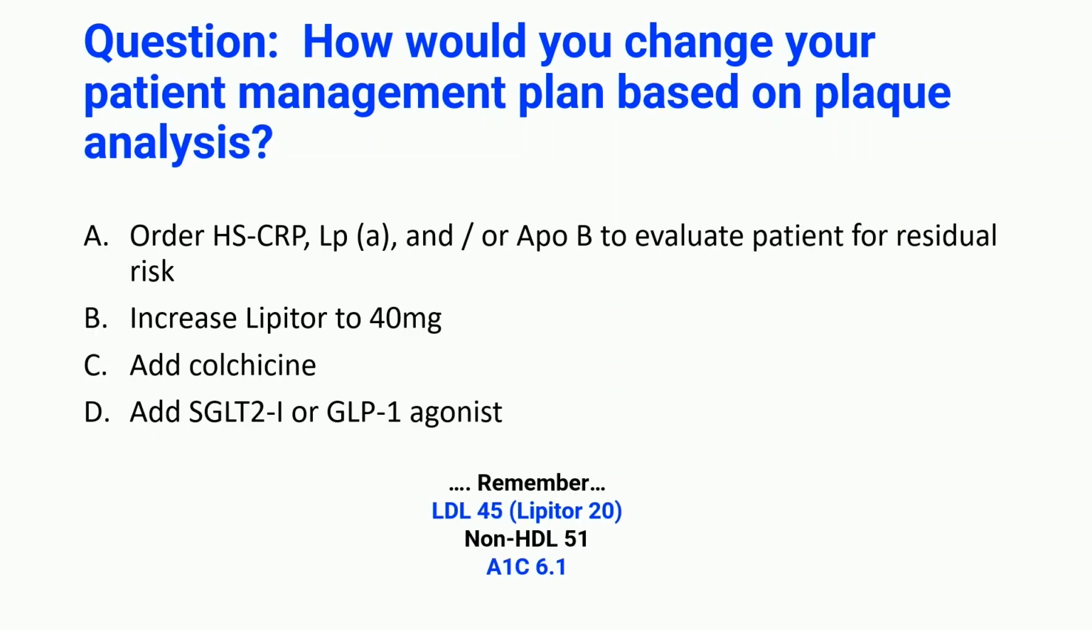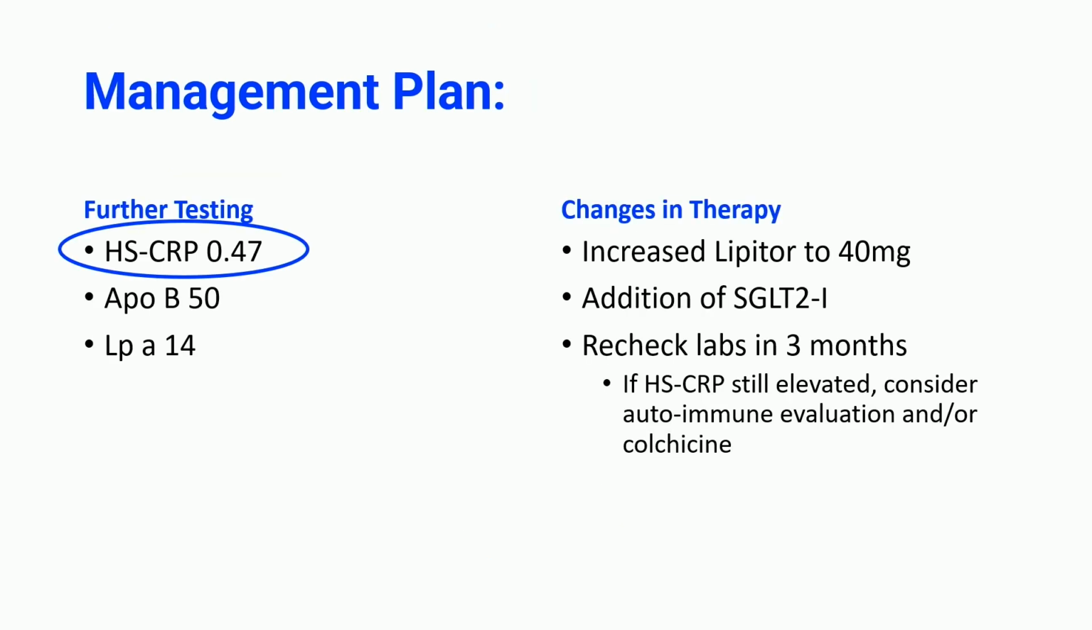So my question to you would be, how would you change your patient management plan based on this plaque analysis? Well, you could order a CRP, an Lp(a), an ApoB to evaluate for residual risk. You could increase the Lipitor to 40 because the guidelines say 50% reduction as well as a goal of less than 55. You could add colchicine. You could add an SGLT2 inhibitor or a GLP-1 agonist. So we checked the labs.